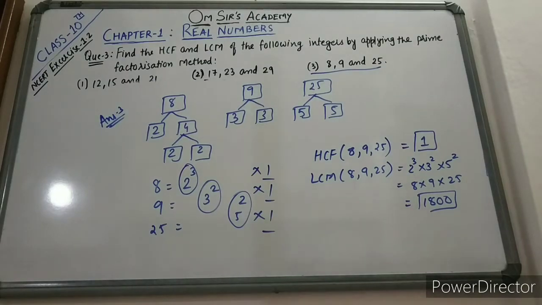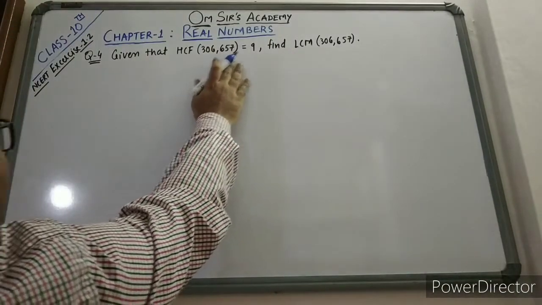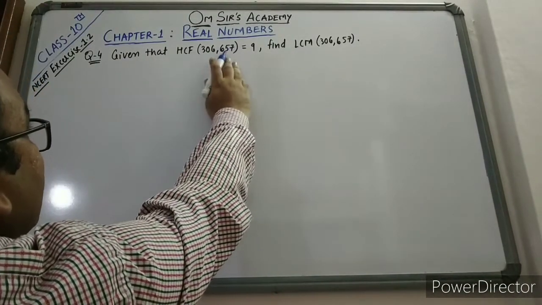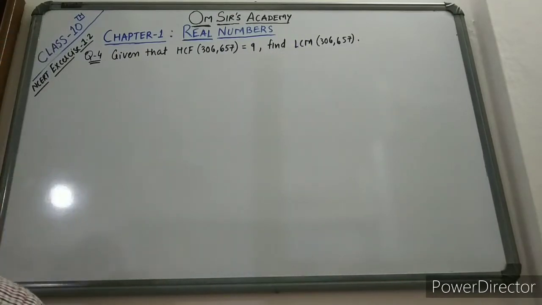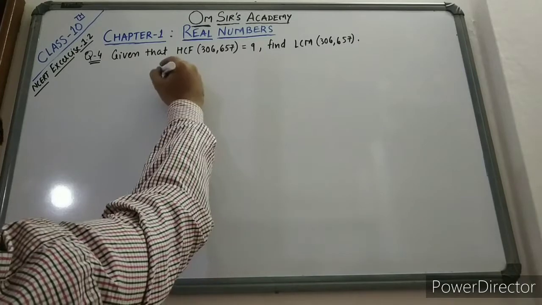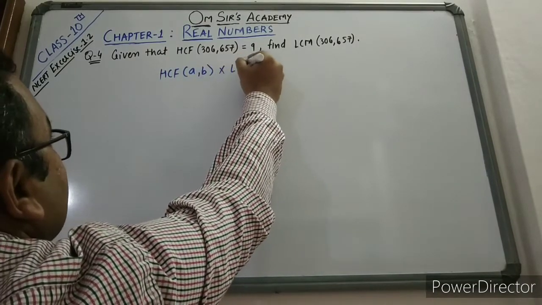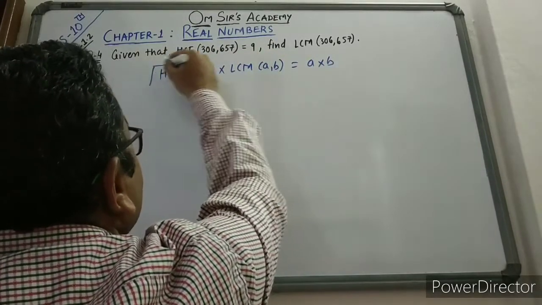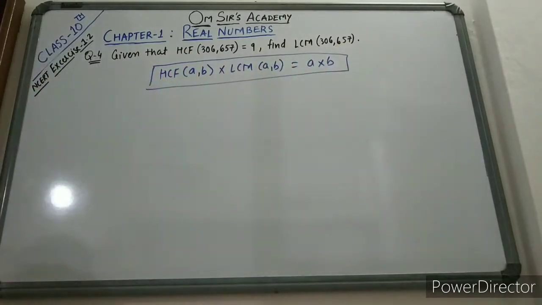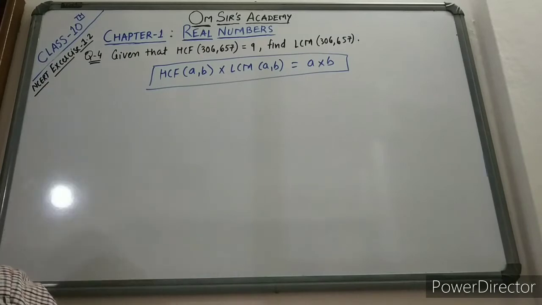Now we'll move to the next question, question number 4. So friends, what does question 4 say? Given that HCF of these two numbers 306 and 657 is 9, find LCM of these two numbers. So we will be using that concept. Remember the concept? HCF of A comma B into LCM of A comma B is equal to product of two numbers, that is A into B. This concept. Okay, so यही concept हमें यहाँ apply करना है. What will be A over here?